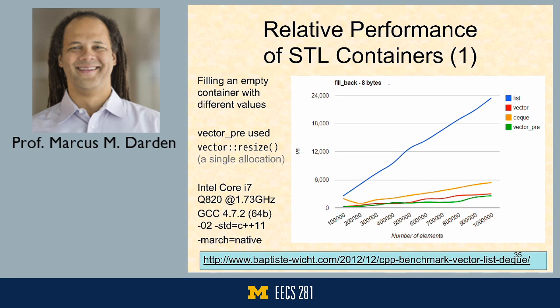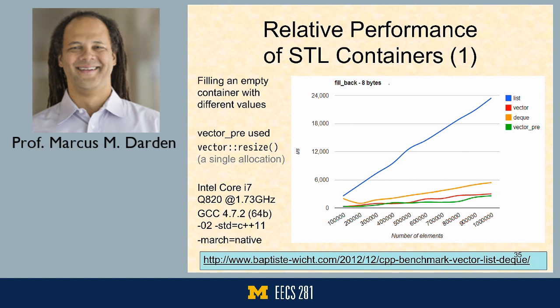So this first example is fill an empty container with different values. That's it, right? And it talks about vector pre was just a vector that was resized ahead of time. So there wasn't the vector push back and grow used in there. So all they did was take these containers and fill them with 100,000, 200,000, 300,000, all the way up to 1 million items and sort of graph that in time.